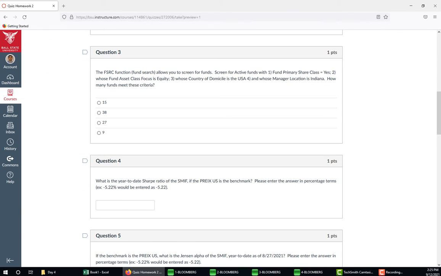Okay, next, use the FSRC function to screen for funds. We have a couple of characteristics that we're looking for. The first one is going to be straightforward: fund primary share class, yes. That's going to be the default. We also want funds whose class focus is equity, and they're domiciled in the US, and their manager location is in Indiana. Also, these need to be active funds.